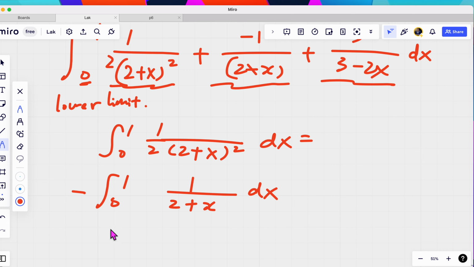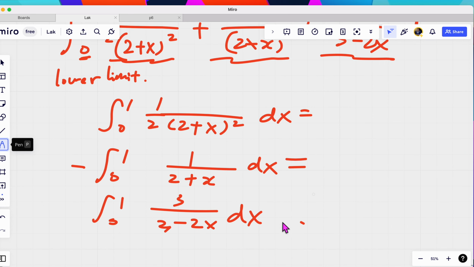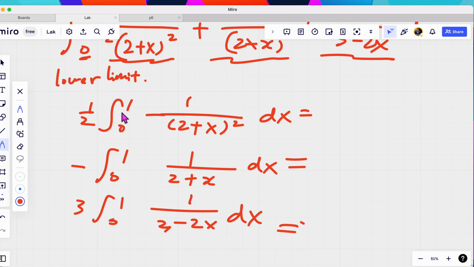Actually, I can do it better, I'm going to show you. The fact that I can bring the negative from inside to outside, right? So therefore, you can also bring the half outside, because it's a coefficient. So therefore, I can bring the 3 outside also. Your job is to integrate just this one.